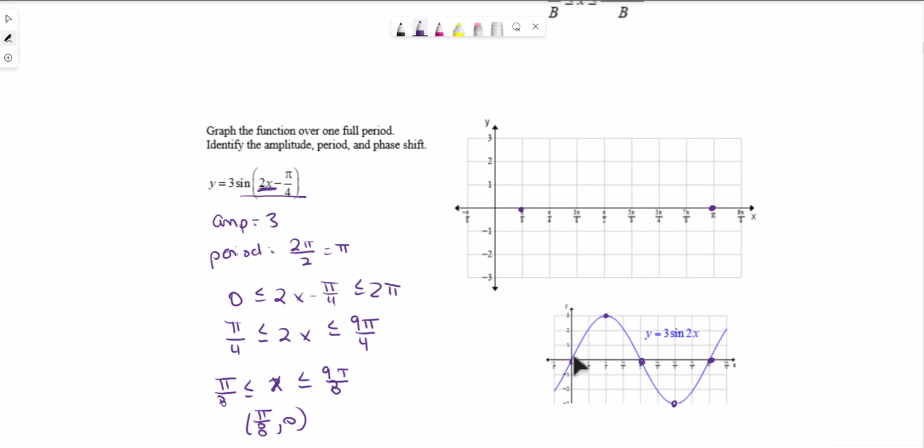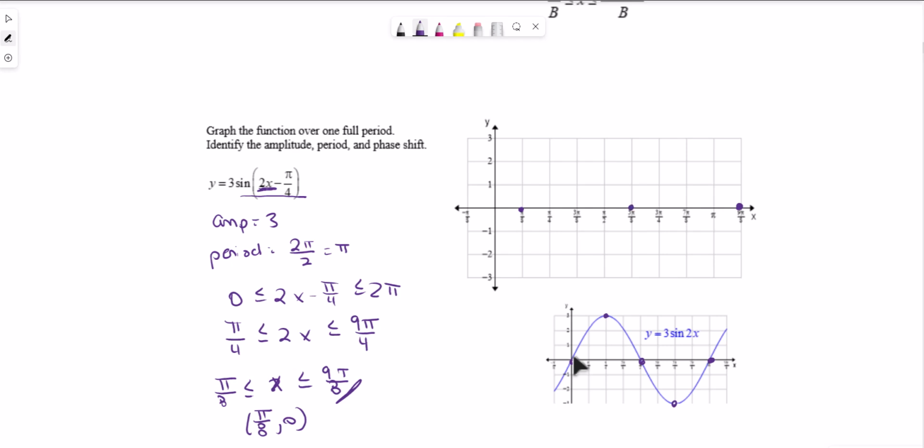So halfway through, I'm going to have to hit that 0 again, which is 9 pi over 8. Not pi. There we go. That's what was throwing me off. 9 pi over 8. I even said that. 9 pi over 8. And halfway, I'm going to hit 0 again there.